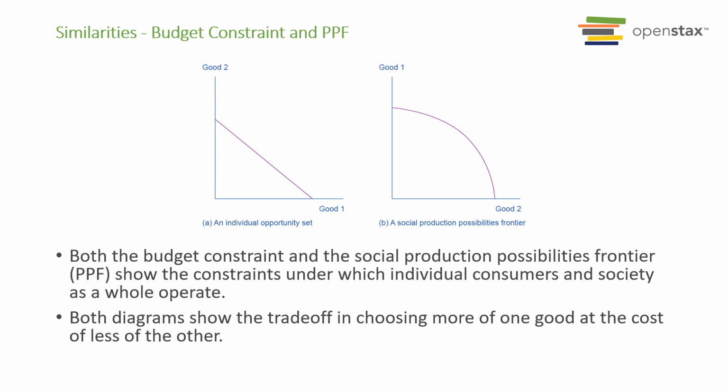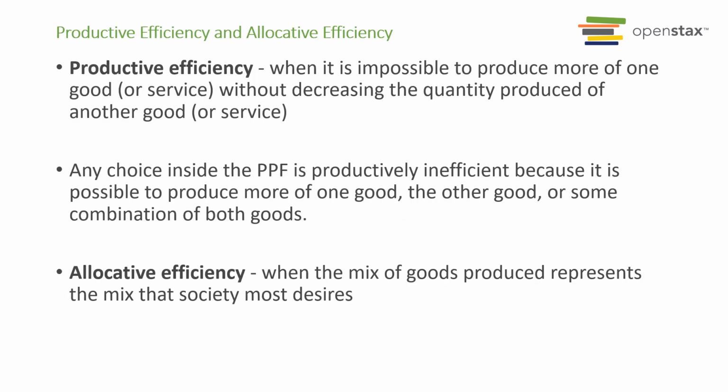Now, some similarities. We do see the situation of trade-off between both goods, right? It doesn't matter if it's a straight line or a bowed-out shaped PPF, by getting more of good one, you must give up more of good two, right? So there's a trade-off involved in both a PPF and a budget constraint, and that's the idea of opportunity cost. Okay, so also know what productive and allocative efficiency are.